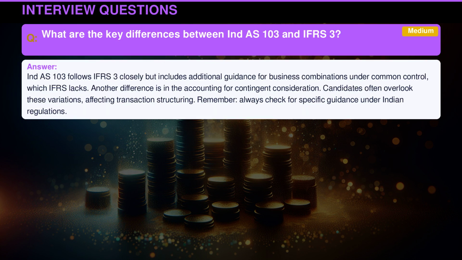Indian Accounting Standard 103 follows International Financial Reporting Standards 3 closely, but includes additional guidance for business combinations under common control, which International Financial Reporting Standards lacks. Another difference is in the accounting for contingent consideration. Candidates often overlook these variations, affecting transaction structuring. Remember, always check for specific guidance under Indian regulations.